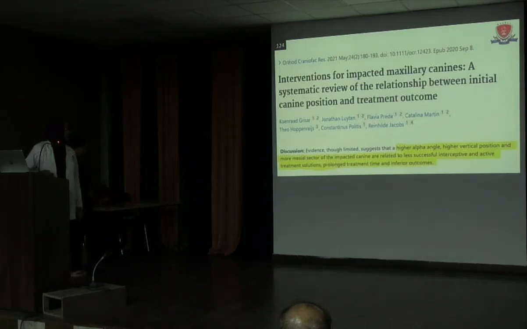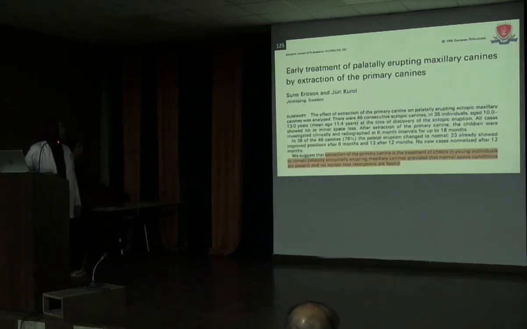In this article, a systematic review, a higher alpha angle, higher vertical position and more nasal sector of the impacted canine are related to less successful interceptive and active treatment solutions, long treatment time and inferior outcomes. This article shows early treatment of palatally erupted maxillary canine by extraction of the primary canine. The primary canine is an etiological factor for an impacted tooth, so if we remove it early, passive eruption of the impacted tooth is appreciated.